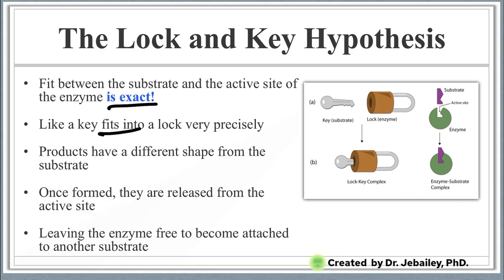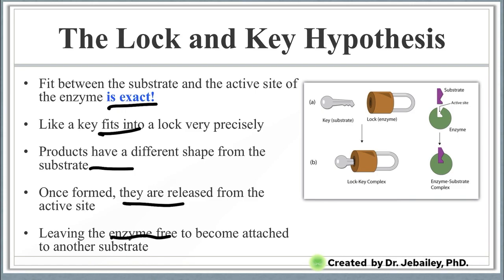So if they're exact, that means they're going to fit. And if they fit, you'll be able to produce a product from that reactant, or that substrate. And then eventually they will be released. And then again, the enzyme is free to go again and do the process all over again. So this is repeating it, but this is just a hypothesis. Now, we know more. If you do HL, you will see that there's something called the induced fit hypothesis, which doesn't have to be exactly the same shape, but that's for HL students.